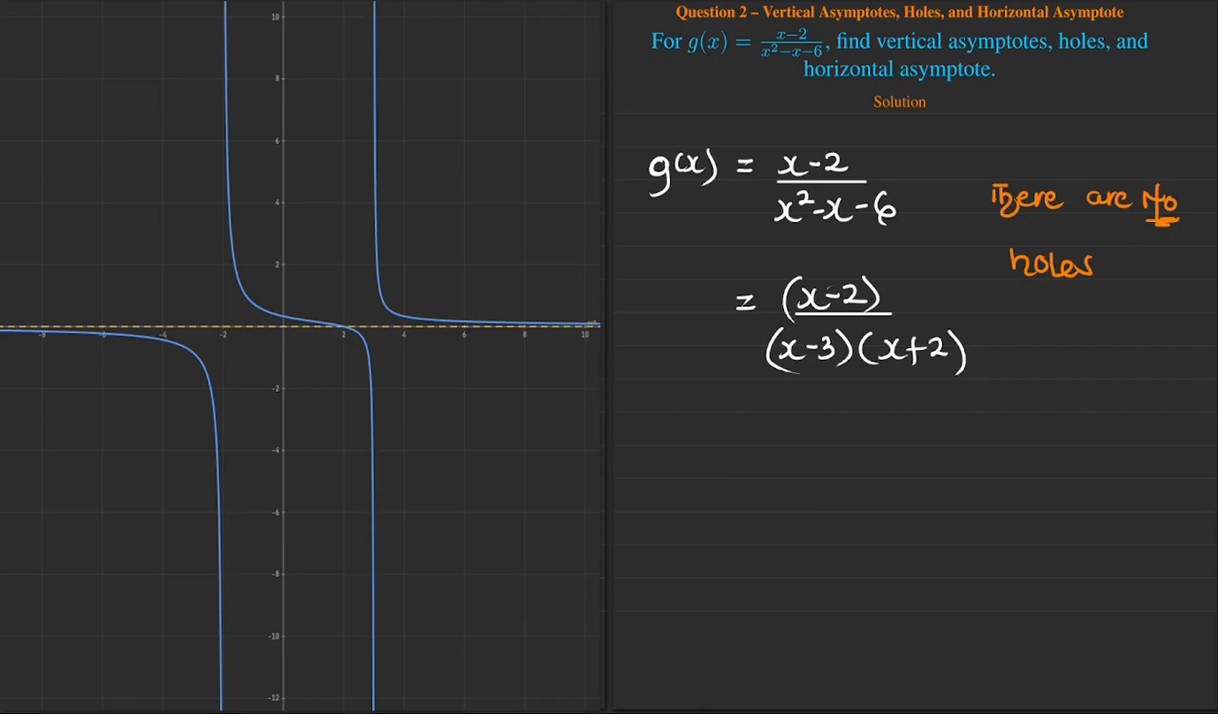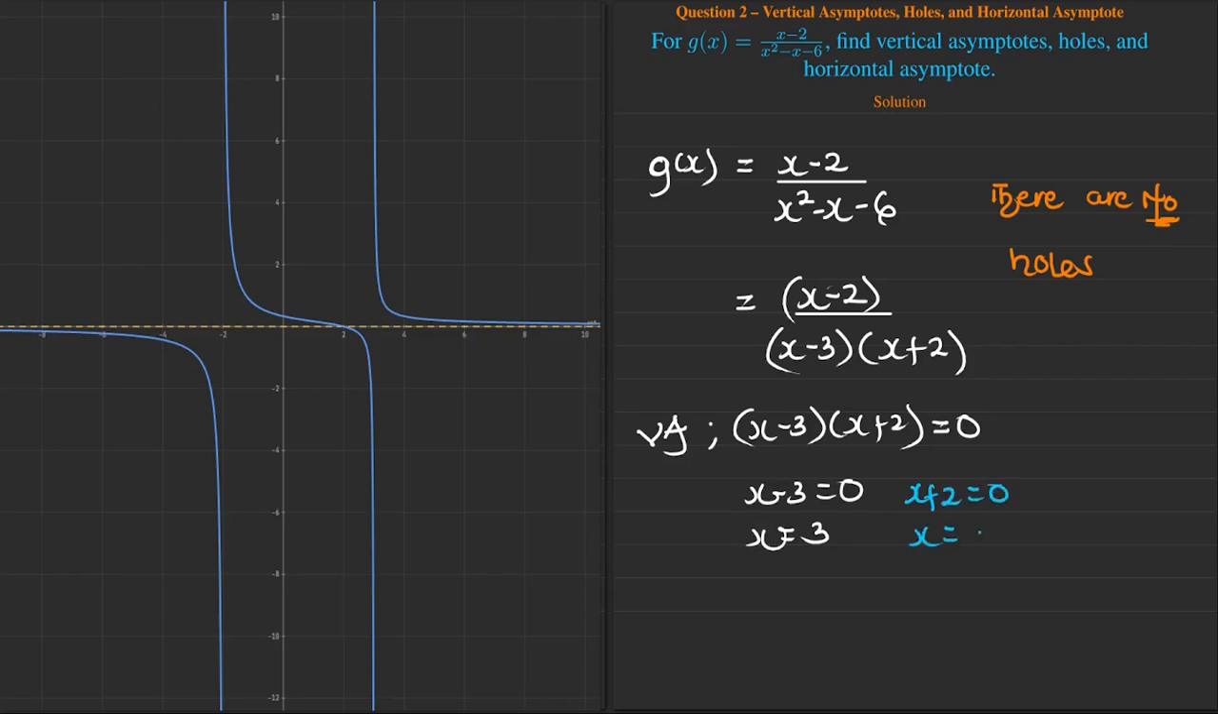So for the vertical asymptote, we said we would have to equate the denominator to 0. So for VA, we have x minus 3 times x plus 2 being equated to 0. For the first one, we have x minus 3 equal to 0, hence x equals 3. And for the second one, we have x plus 2 equal to 0, and then x equals negative 2. So these are the vertical asymptotes we have.